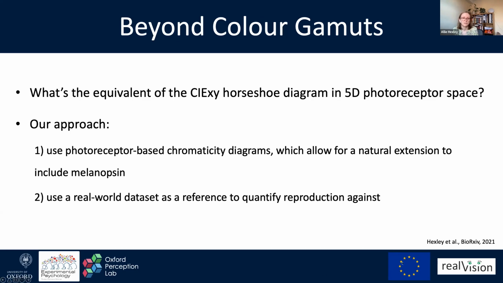So our approach, which is discussed in more detail in our recent bioRxiv preprint, is to propose a move to a photoreceptor-based chromaticity diagram and photoreceptor-based metrics, which you'll all be very familiar with, as photoreceptor-based diagrams and metrics offer a more natural extension into the melanopic axis. And this also follows the broader move within the CIE towards a cone-based model of colorimetry.